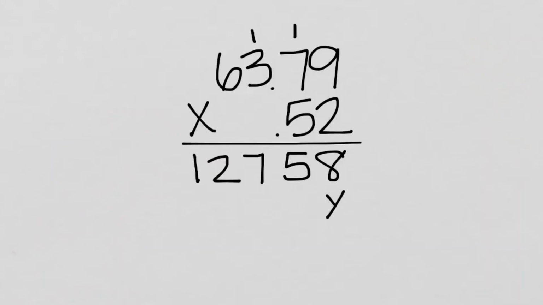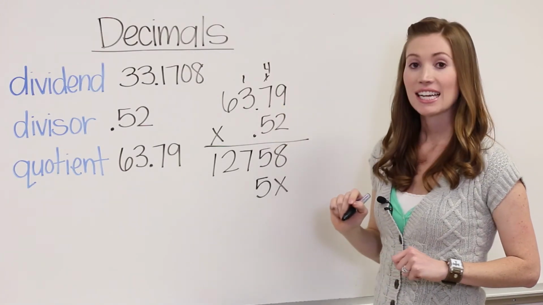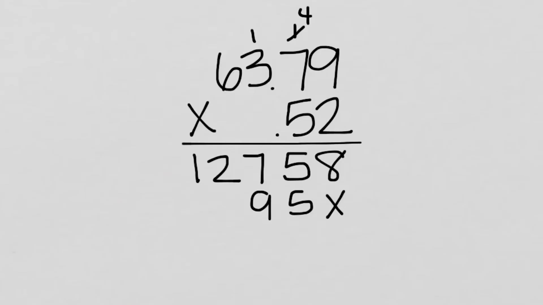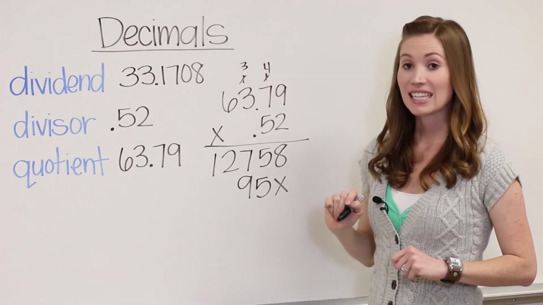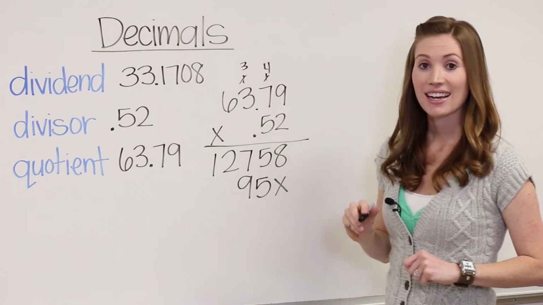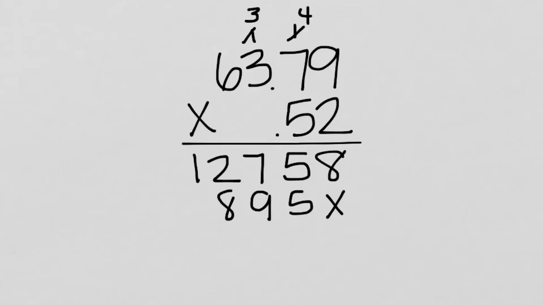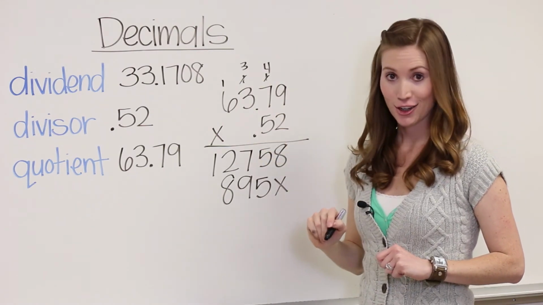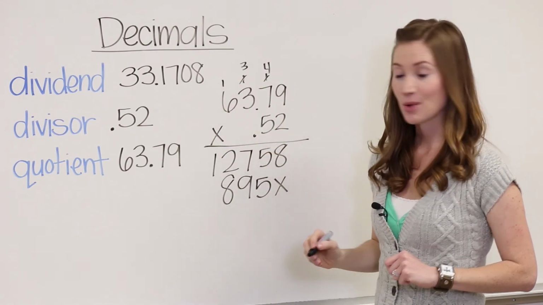Let's write our placeholder and continue multiplying. 5 times 9 is 45. We write the 5, carry the 4. 5 times 7 is 35, plus 4 is 39. Write the 9, carry the 3. 5 times 3 is 15, plus 3 is 18. Write the 8, carry the 1. 5 times 6 is 30, plus 1 is 31.